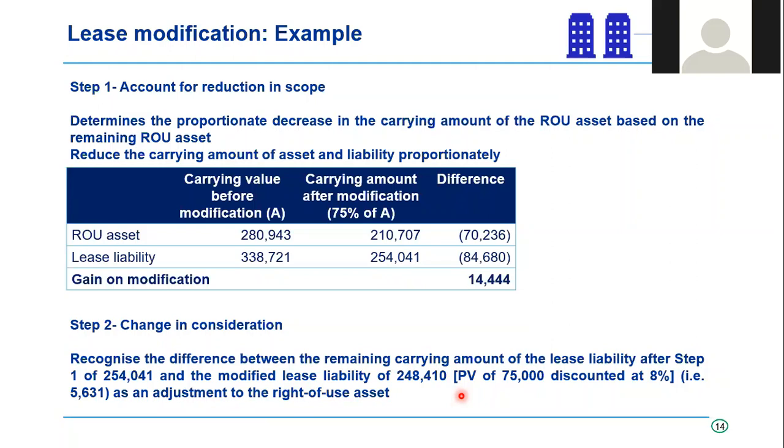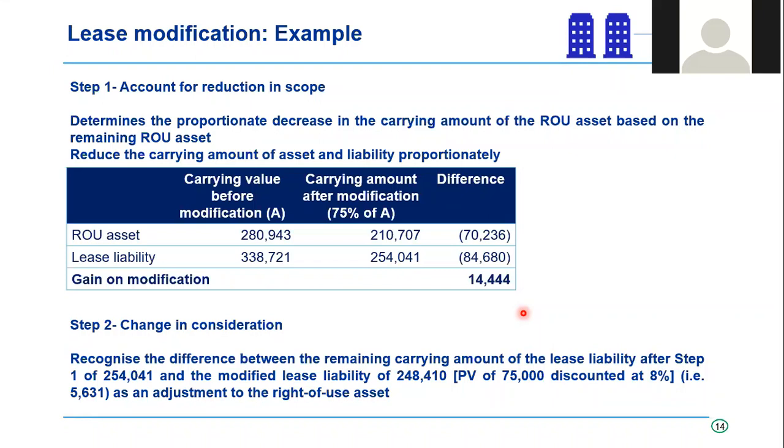Of course, it will come through the P&L in the future by way of amortization of the ROU, but on the date of the modification, it is P&L neutral compared to an example where the scope itself is reduced. Because if the scope is reduced, one would need to take a gain or a loss on the modification to P&L. This, friends, summarizes the accounting for modifications for a lessee.